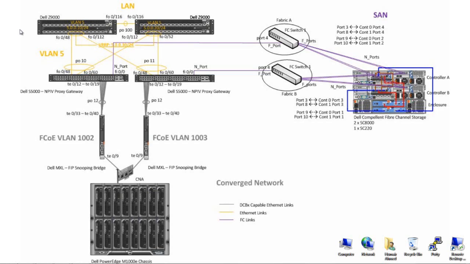In this setup, I've already configured the Fabric B switches, so I'll demonstrate by configuring the Dell S5000 and MXL switch on Fabric A. Now that we understand the setup, let's jump on the S5000 switch and configure it first.